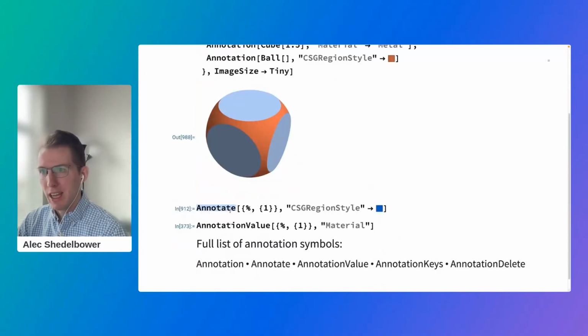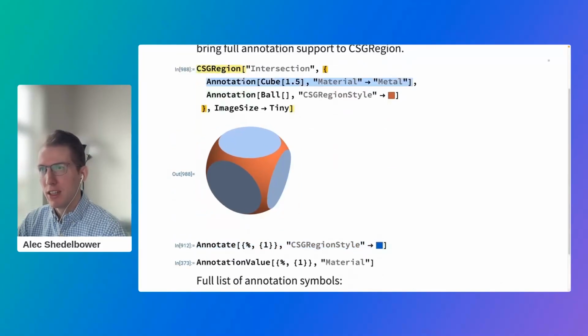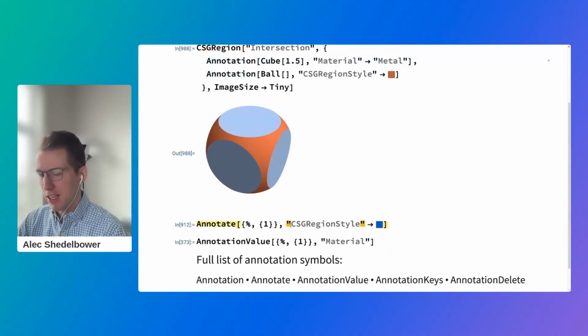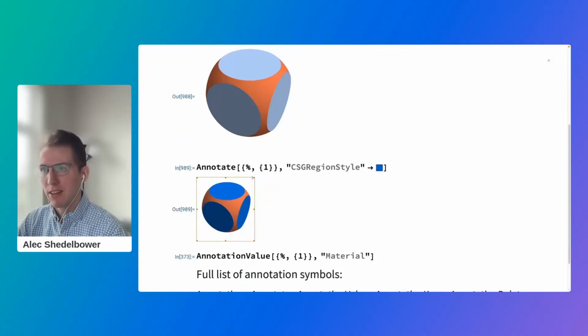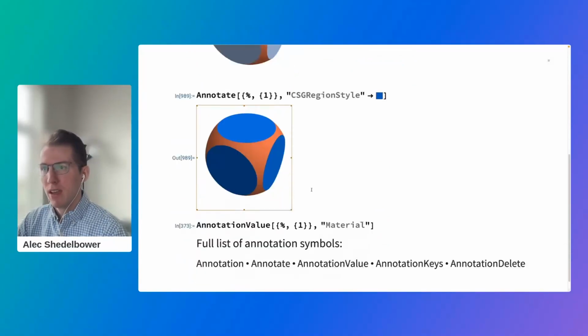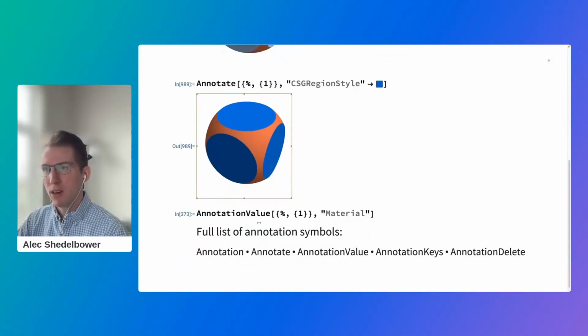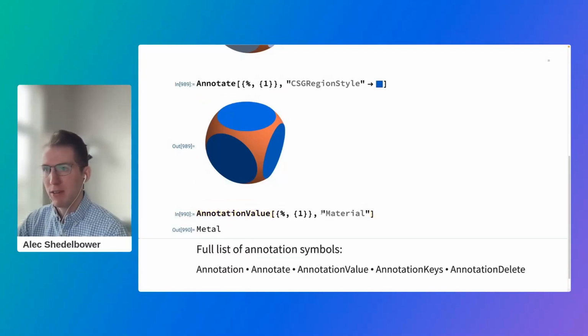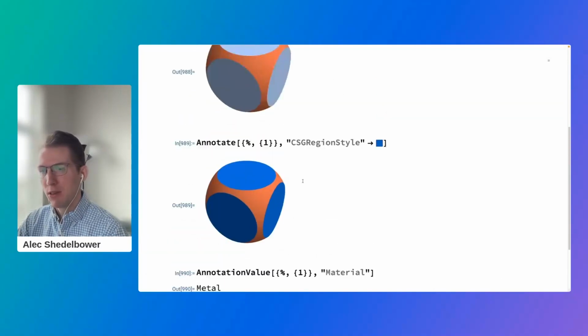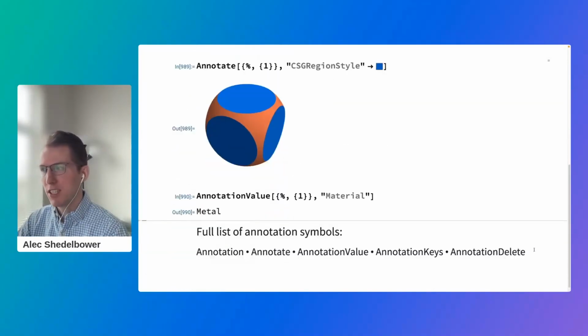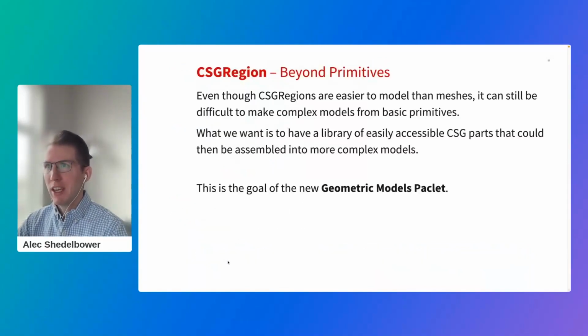I can use annotate to add a style to that first child node here, this cube, and set its style to be blue after the fact like this. And we can also query it for annotation values. In this case, I want to check what that material was on the first child node. And we can see it was metal. It's just a quick view, but there's the full list here of the now supported annotation symbols. Anyway, getting back to modeling.